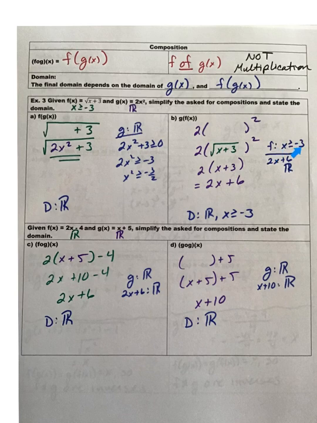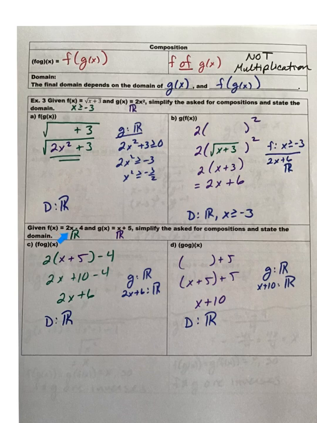So the original f that we plugged in, the domain is x is greater than or equal to negative 3. 2x plus 6 is just a linear function which has a domain of all real numbers, so the f is going to restrict our domain. So our domain is all real numbers such that x is greater than or equal to negative 3.